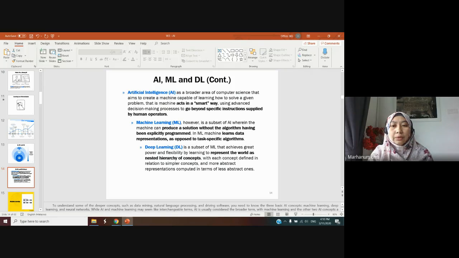Okay, so deep learning, as I mentioned before, is a deeper analysis done based on the data. Same, no need to have specific algorithms for the deep learning machine. This one is advanced AI. Okay.